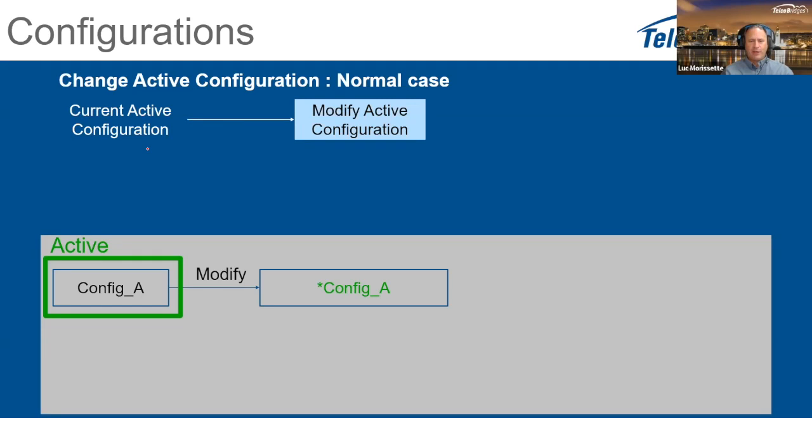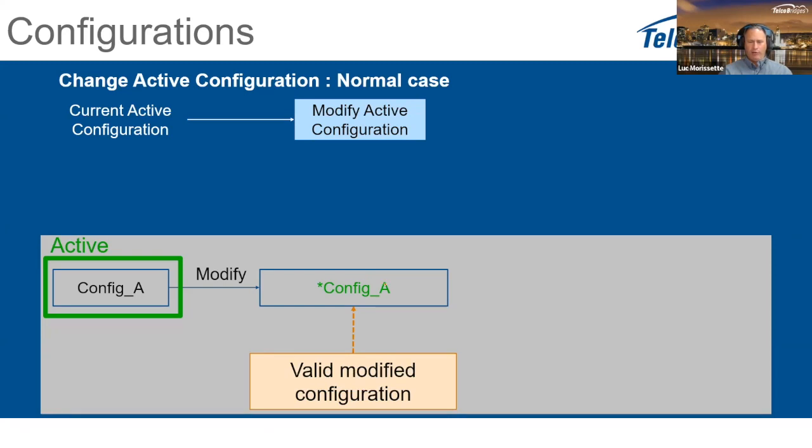So different configurations, and here I just want to explain the way to configure the system to make it as efficient as possible. You can change the active configuration. A very, very simple case: you have one configuration, you go in the web portal, you go in that configuration and you modify that configuration. So you will have a modified configuration here, with a little star, meaning that it's being modified.